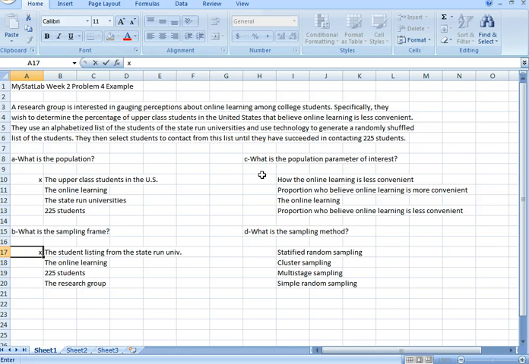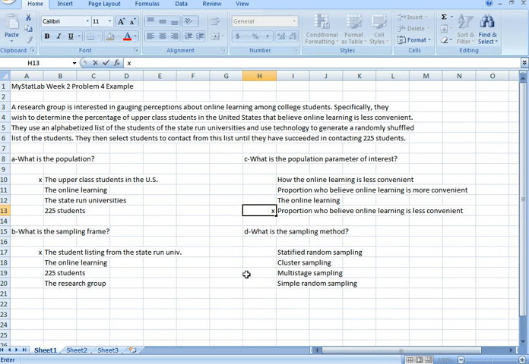Let's move on to part C. What is the population parameter of interest? Okay, what are we looking at? What do we want to know? In the problem it tells us that we are gauging perceptions about online learning, and we're looking at upper class students that believe online learning is less convenient. So from our quartet of answers, we aren't looking for what's more convenient, we're looking for what's less convenient. So the last answer here is correct. The proportion who believe online learning is less convenient, which it tells us right here.